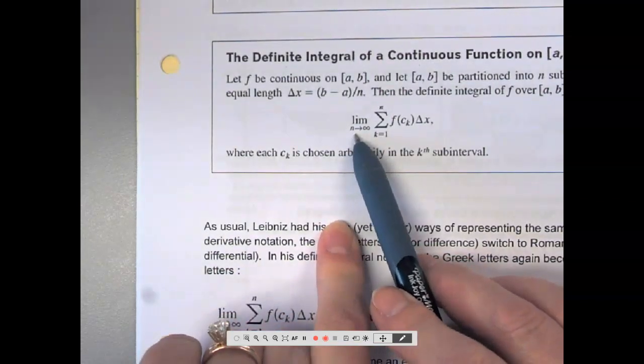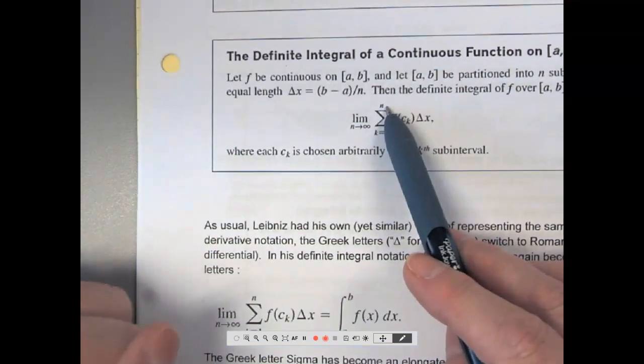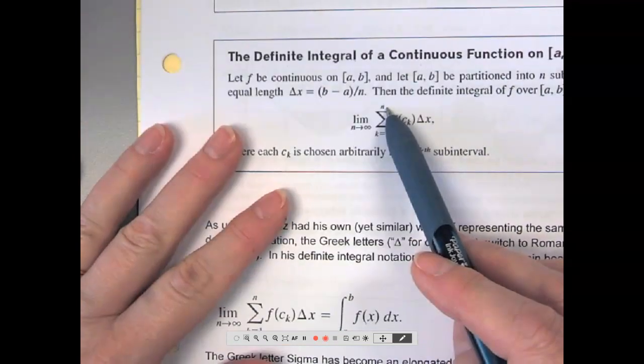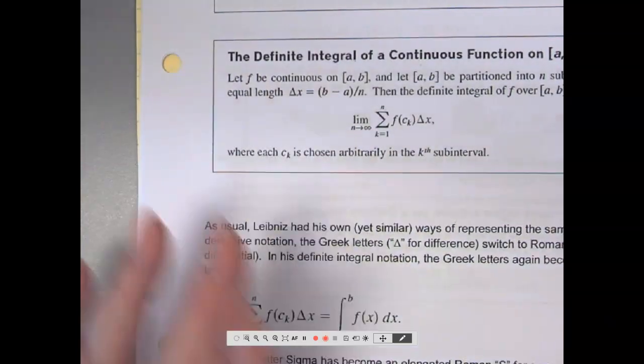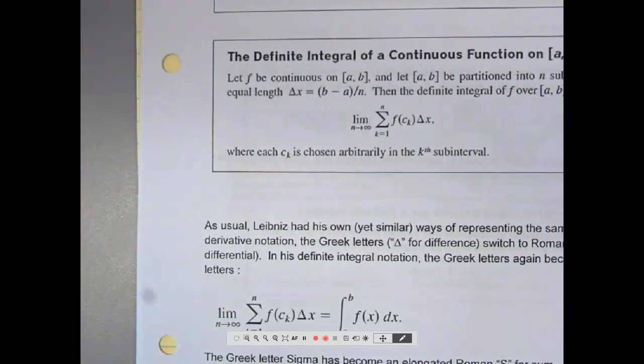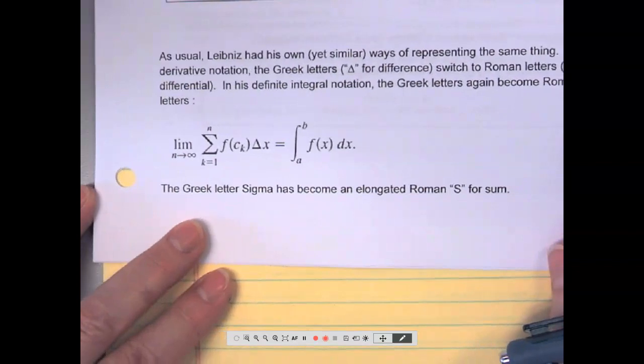Notice here it's saying, let n approach infinity. Let there be an infinite number of rectangles. Sure. Okay? In practical terms, no, we can't sit there and do that. But there are other ways that we can get around it that we'll talk about soon. Okay, so here's our friend that we talked about.